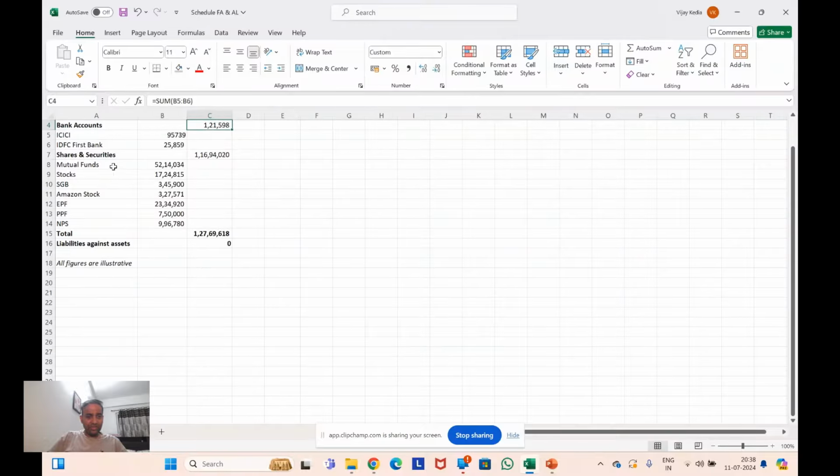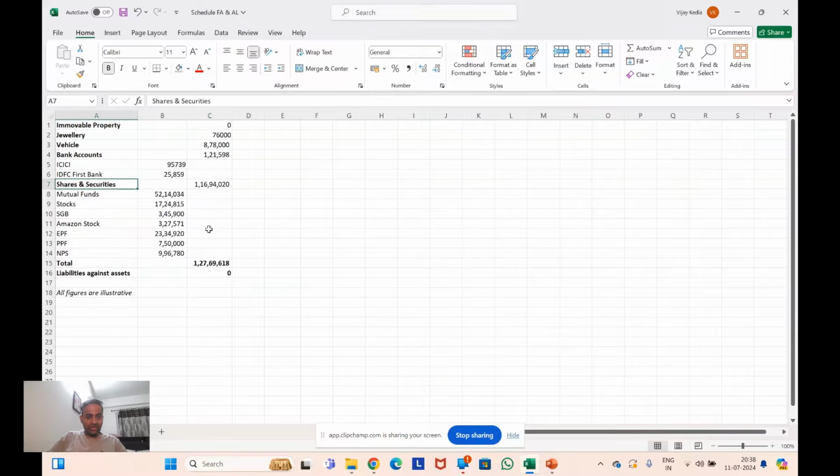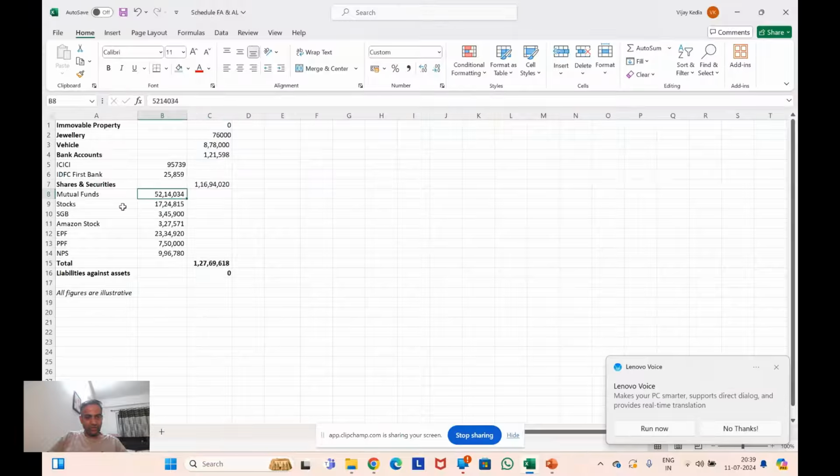Then shares and securities, and this is the head where all other things will go, because there is no separate head for, say, EPF, PPF, NPS, right? Because you need to declare all these retirement accounts as well, so everything needs to come under shares and securities. So you can get the details of your mutual fund. You can get a consolidated statement from CAMS or KFIN, which are managing your mutual fund. So you can get a consolidated report, and it will show the cost of all the mutual funds.